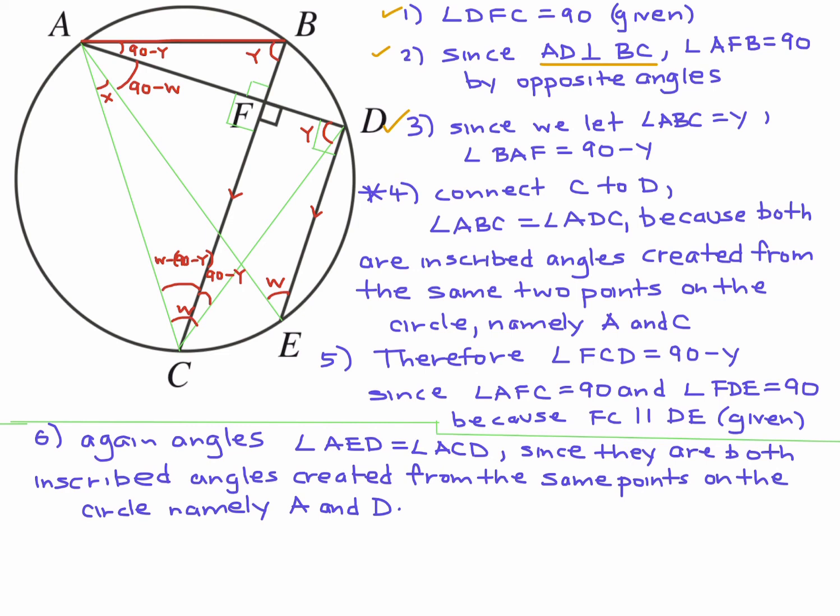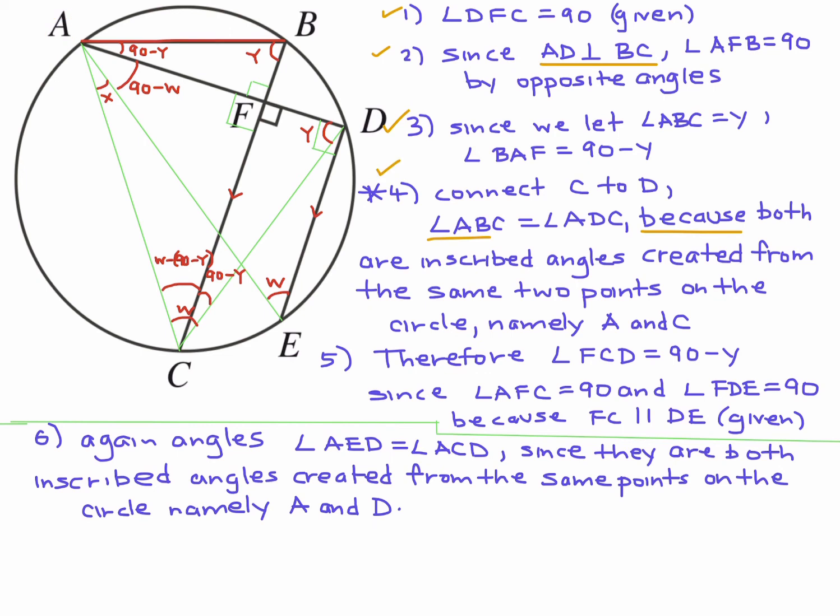Connect C to D, and when you do, you will notice that ABC and ADC, those angles, ABC is right here, ADC is right here. Those two angles will be equal. Why is that? The reason is because both of those angles are inscribed angles created from the same 2 points on the circle, and those 2 points are A and C. All right? So that takes care of 4.